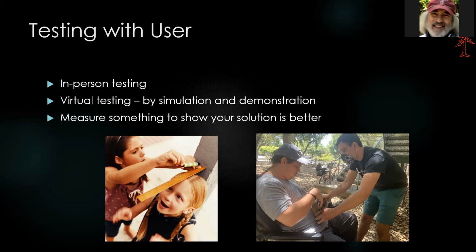And if you're doing this in a virtual way, you can do it over Zoom. You can show somebody. You can maybe simulate it with yourself or your teammates. And basically, the reason you're doing this is because you're measuring something to show that your solution is better. So if you come up with a device, you can say, this is a better solution because it took the user less time to do this activity, okay? So you want to measure something. As an engineer, you always want to measure something. So think about something to measure, even if it is time, okay? Very important. Testing with user.